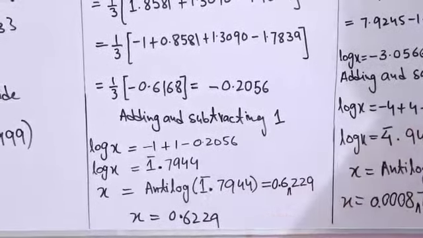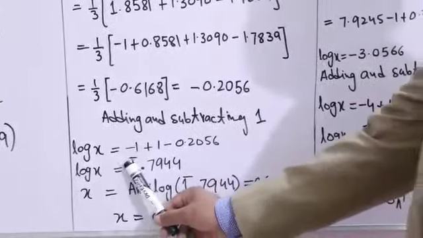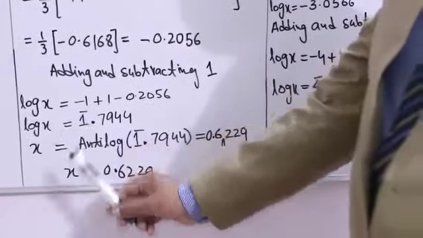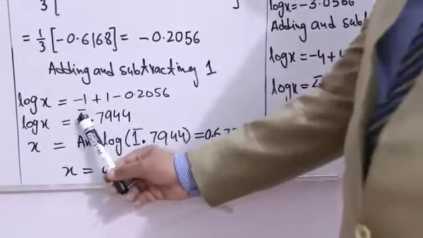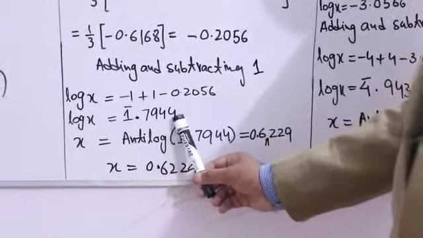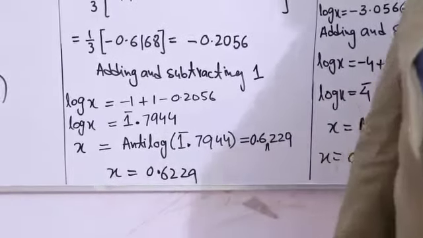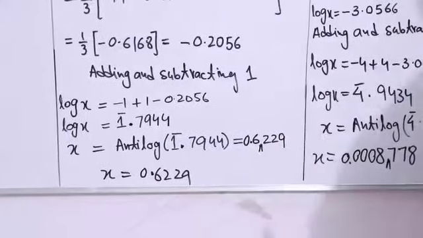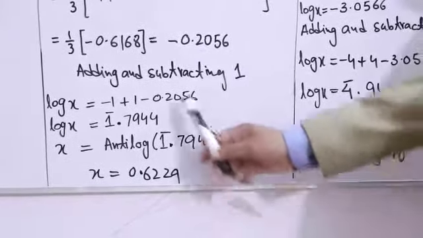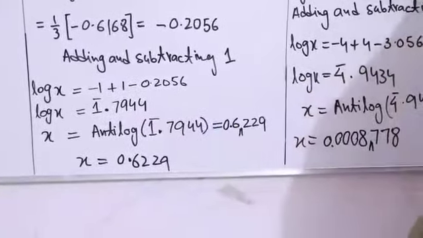0.7944. Now minus 1 can be written as bar 1. So now we have bar 1.7944. Now this is tricky, how we can find the anti-log of this here, because here we have a negative sign.